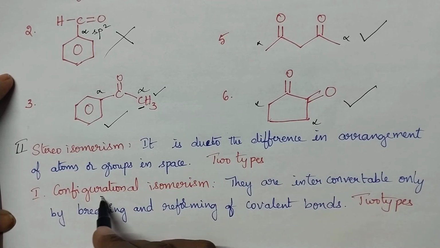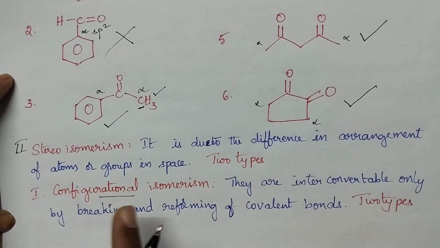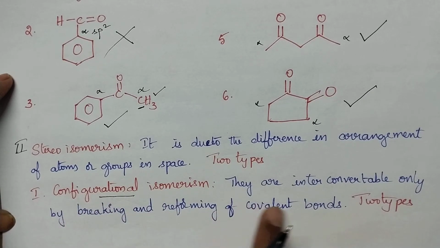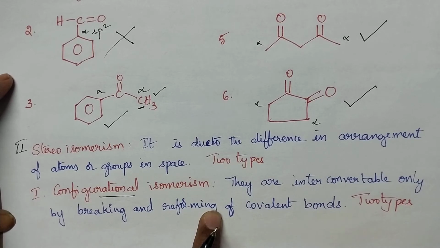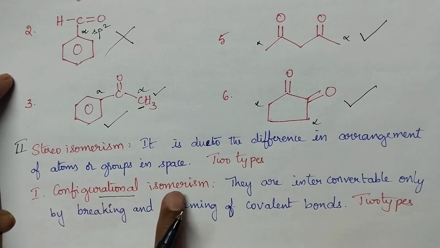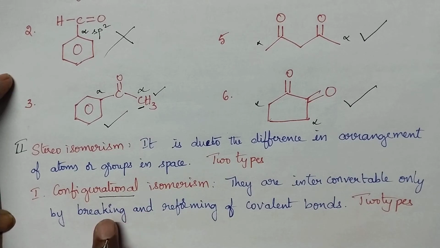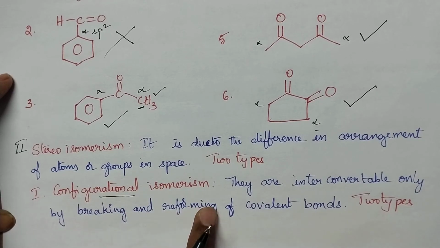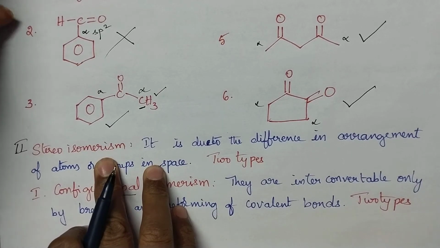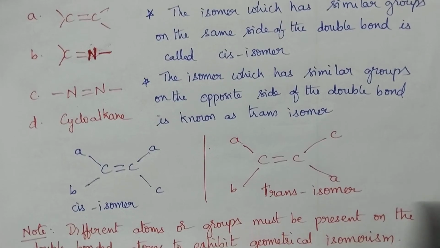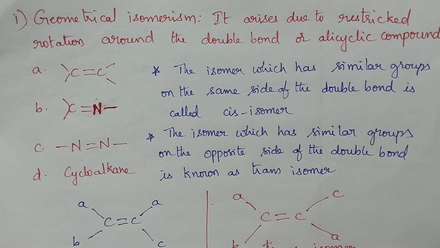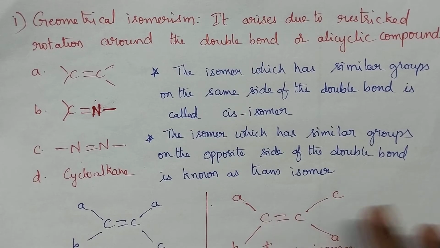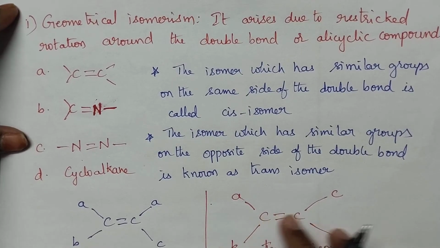Coming to the configurational isomerism, here the isomers are interconvertible only by breaking and reforming of the covalent bonds. Is it clear? So in the case of configurational isomerism, the two isomers are interconvertible only by the breaking and forming of the covalent bonds. Again, these configurational isomers are classified into two categories. They are very interesting. One being geometrical isomerism and the second one is optical isomerism.